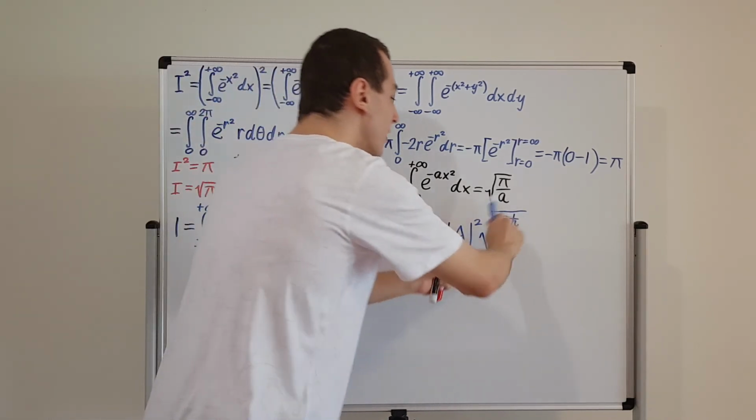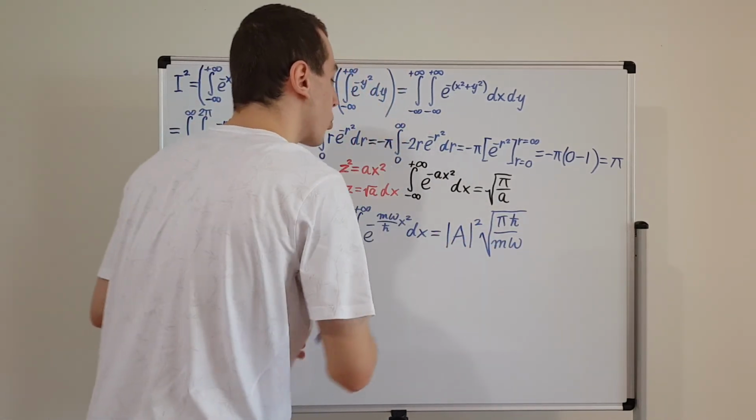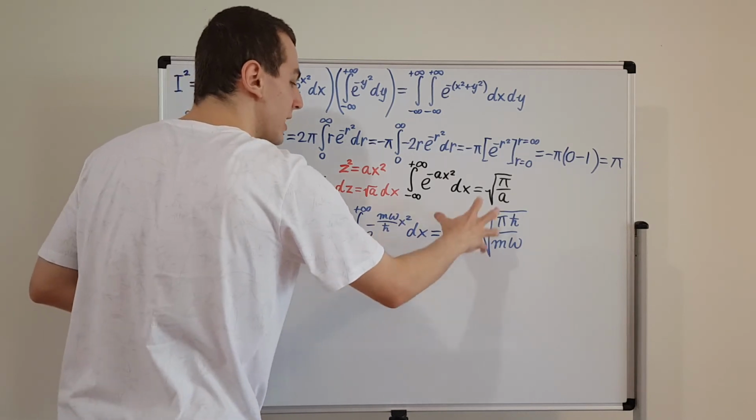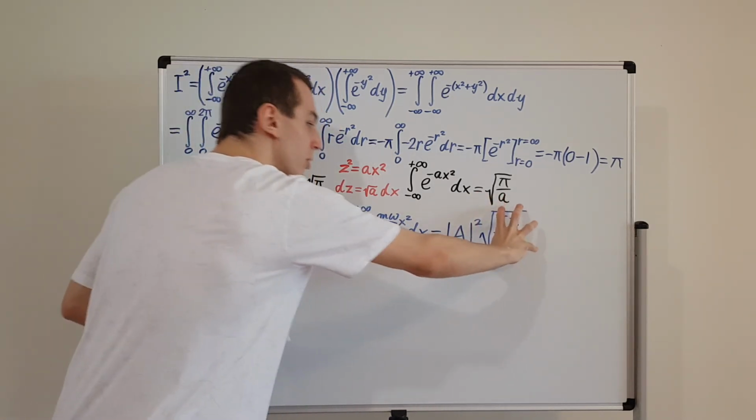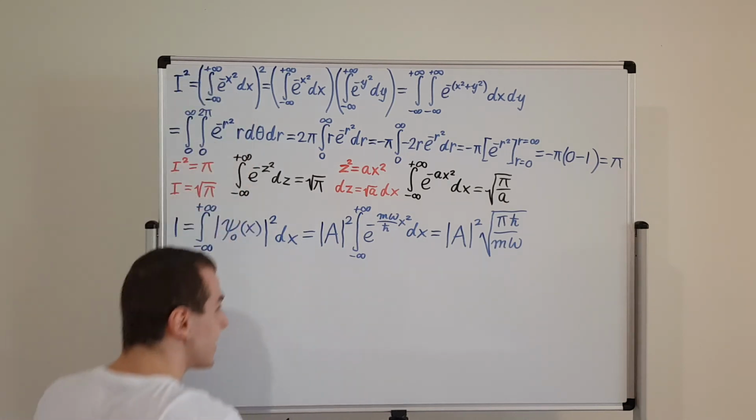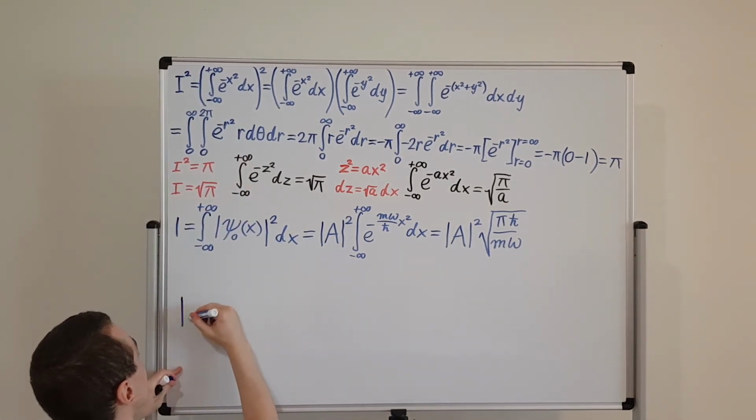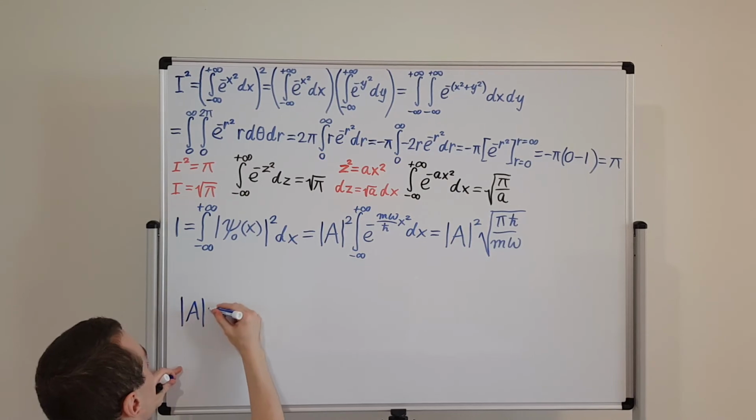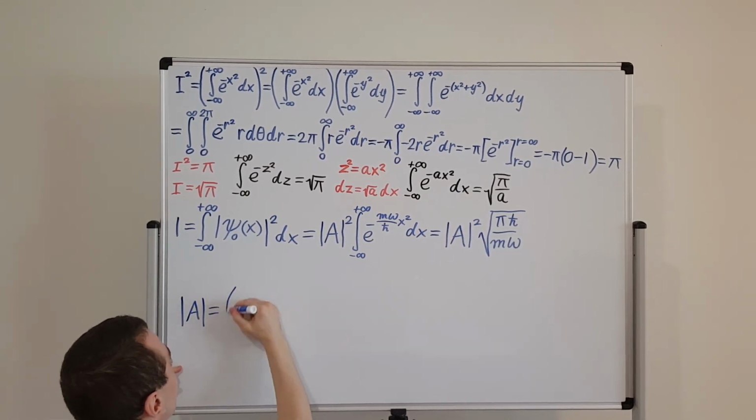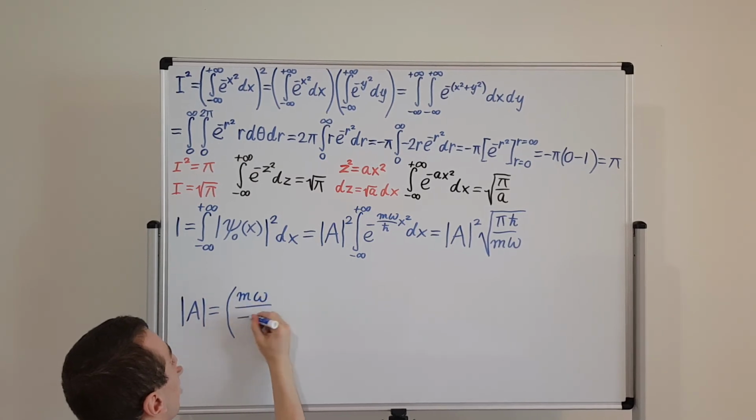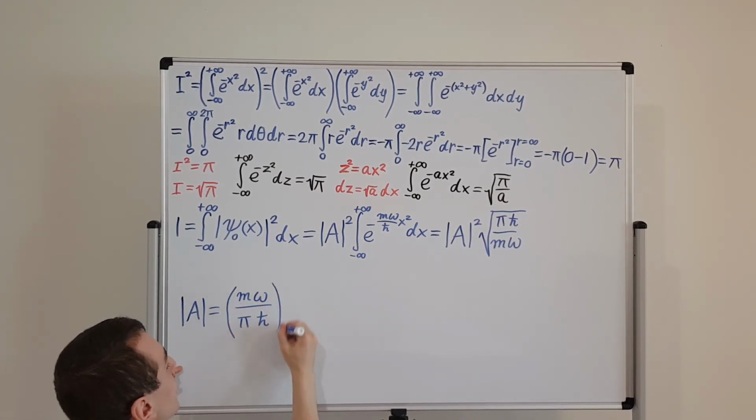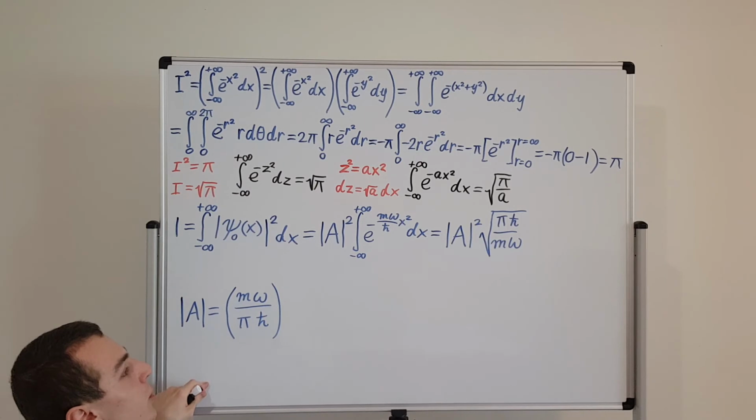And over here we have a square root, and over here we have squared, right? So what we need to do is ensure that this times this is equal to 1. So we can take the reciprocal of this, move that to the other side, and that's actually going to tell us what the absolute value of A is equal to. The absolute value of A is going to be the reciprocal of that, m omega over pi h bar, but it's not going to be the square root. We have to square root it again.